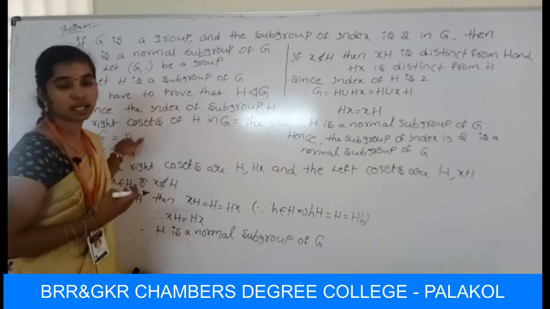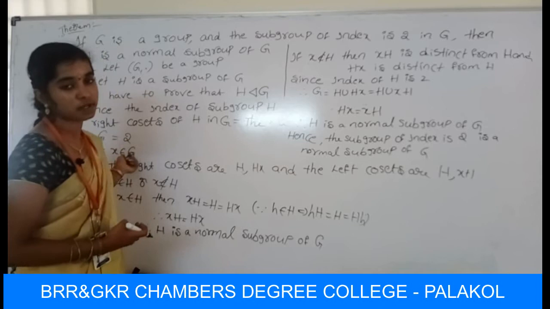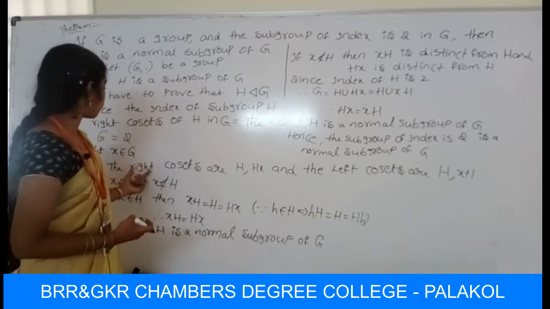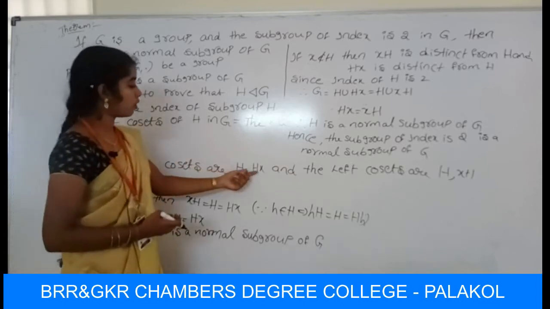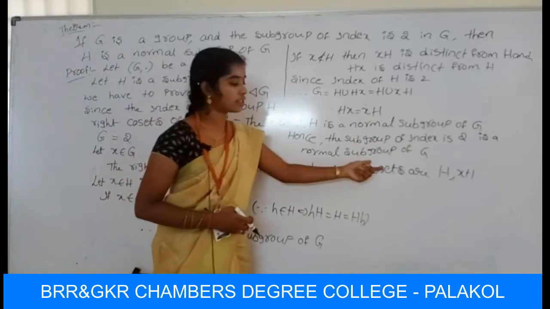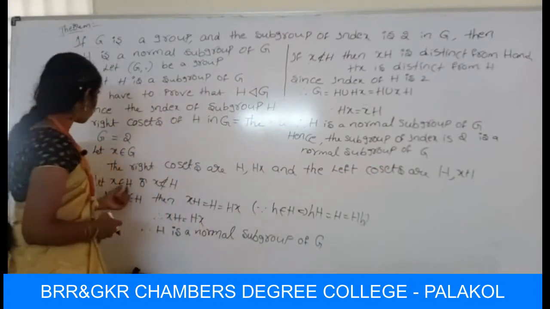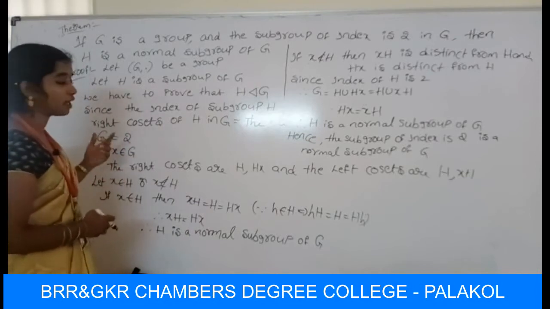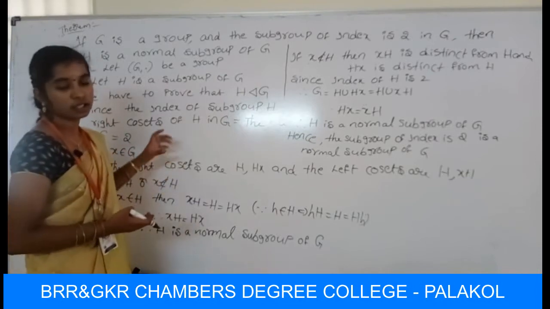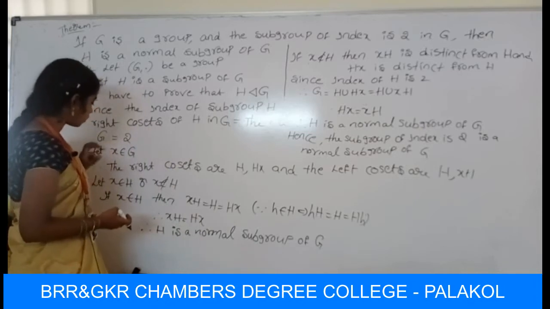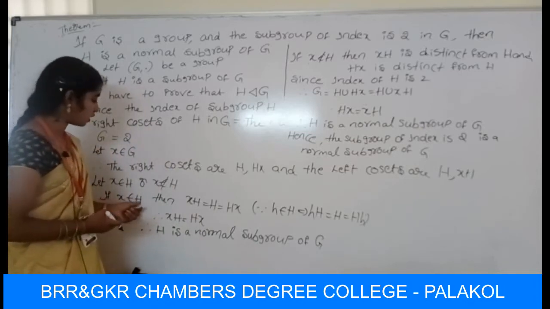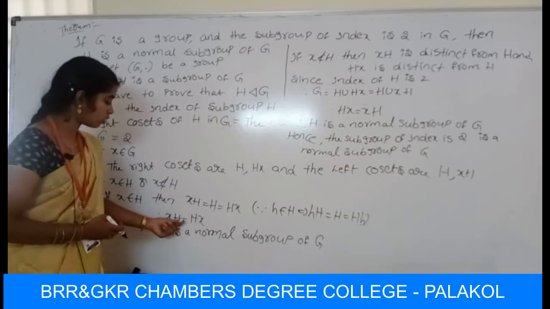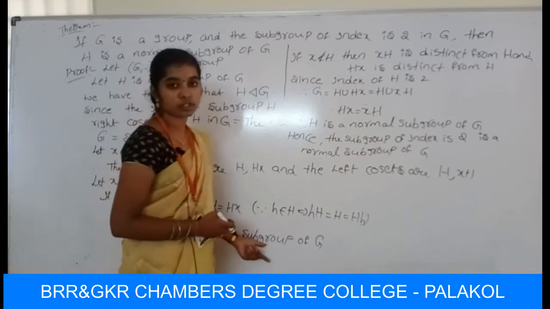So let us consider an element in Z. So that means X belongs to Z. So the right cosets are H, HX, and the left cosets are H, XH. So H is a subset of Z. So that means X belongs to H or X does not belong to H. Here two cases arise. First of all, if X belongs to H, then XH equal to HX. So H is a normal subgroup of Z.